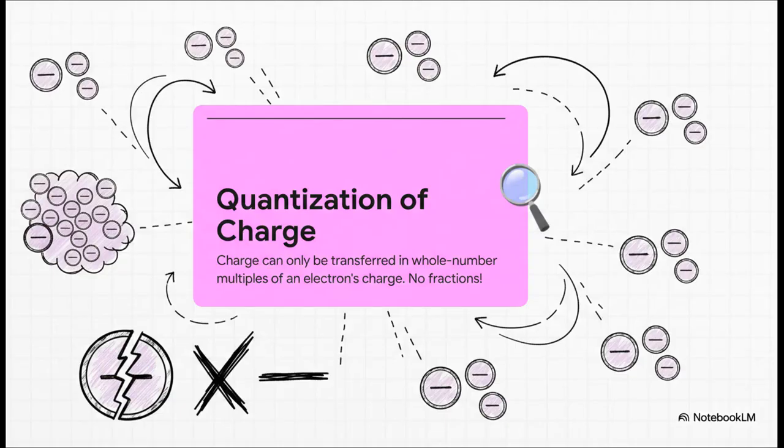And this idea, this all or nothing principle, has a name. It's called the quantization of charge. It means charge comes in these tiny discrete packets. The smallest possible packet is the charge of one single electron. So you can move 1 electron, or 2, or 1 billion, but you can never, ever move 2.5.